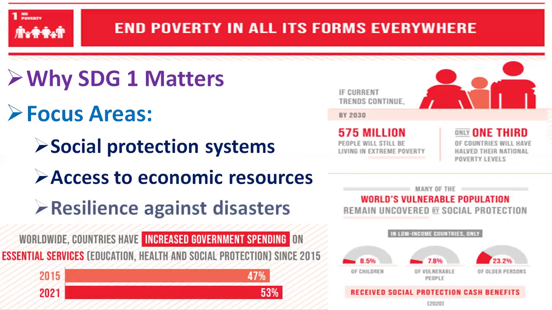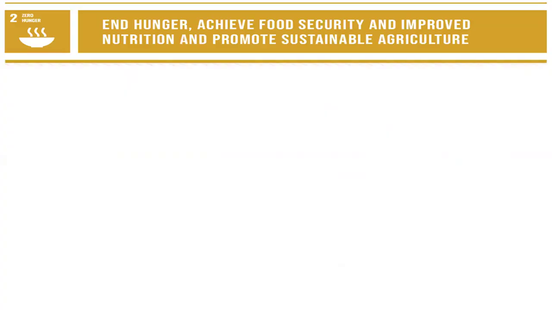The third one is resilience against disasters. We need to build infrastructure and systems to reduce the vulnerability of communities to natural disasters, climate change, and economic shocks, and also to promote insurance schemes and adaptive capacity for at-risk populations.